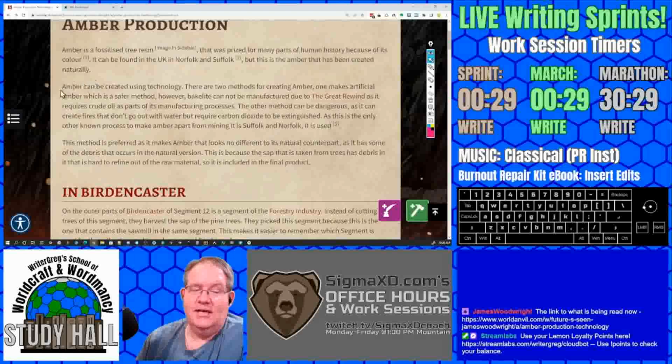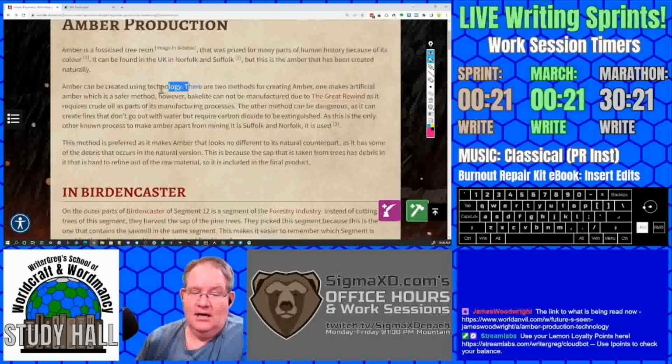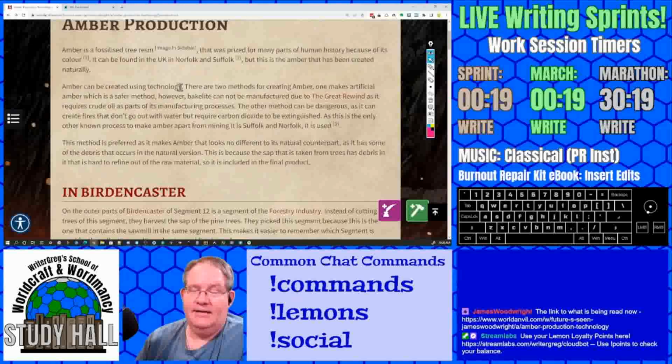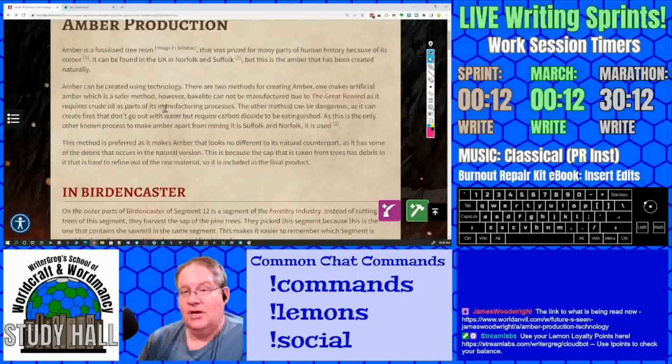Okay, you can just say there are two methods of creating artificial amber, one safe and one more dangerous. And then you can have a header, and then you can describe the first method and why it was rejected.